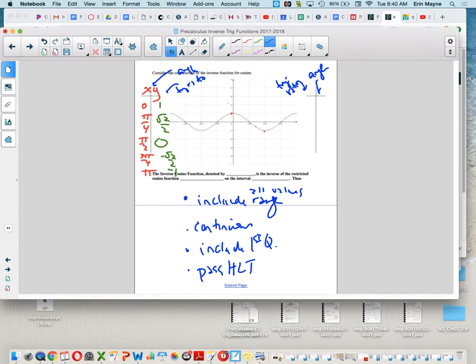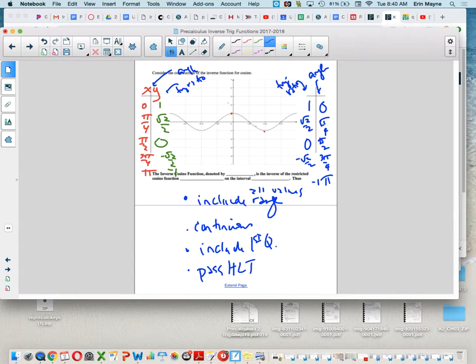So I physically just flip-flop these. I input 1, and what do I get? 0. I input root 2 over 2, and what do I get? Pi over 4. I input 0, I get pi over 2. I input negative root 2 over 2, and I get 3 pi over 4. And I input negative 1, and I get pi.